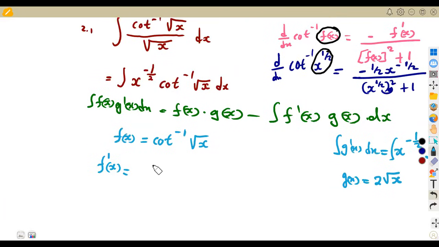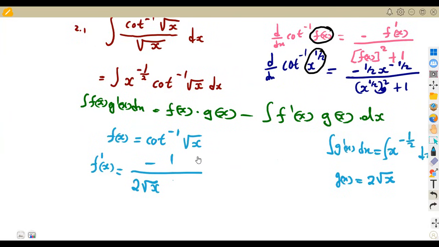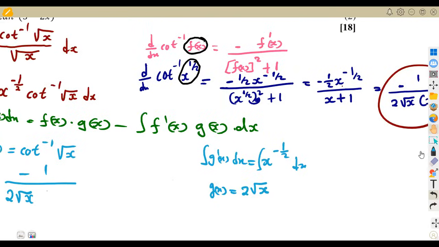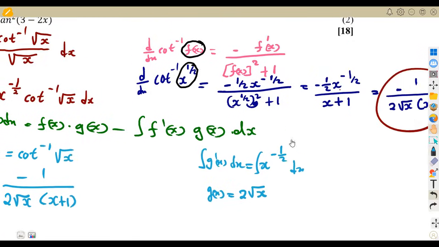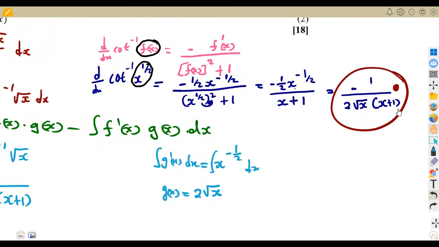So we got -1/2 square root of x into the bracket of, there was a bracket there. Yes, there was a bracket, x plus 1, into the bracket of x plus 1. I hope we understand where we are and how we ended up like this. Okay, this is where we are.